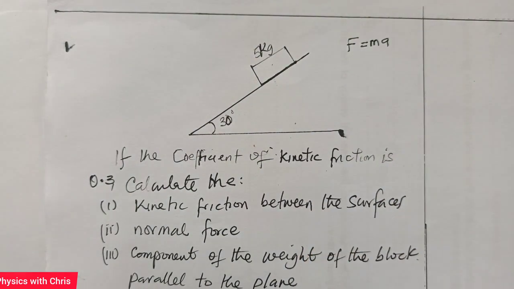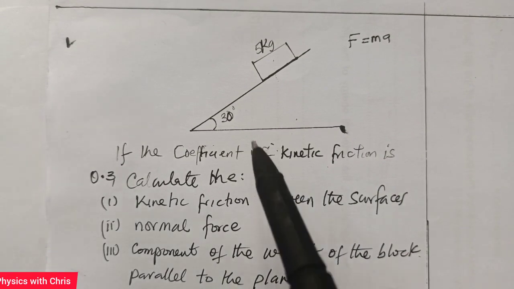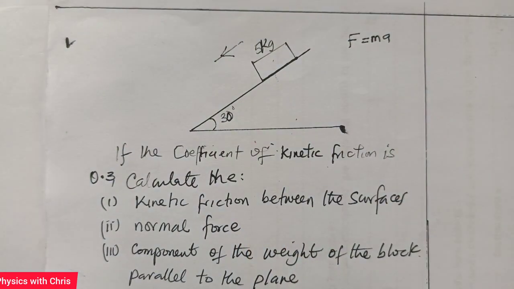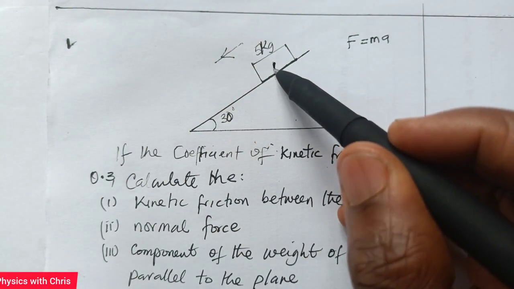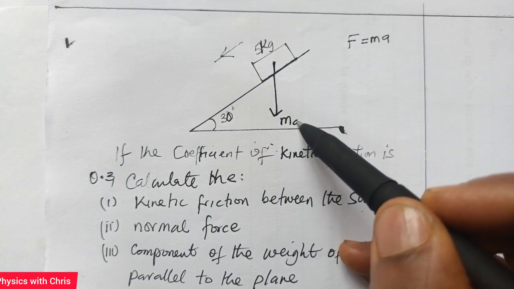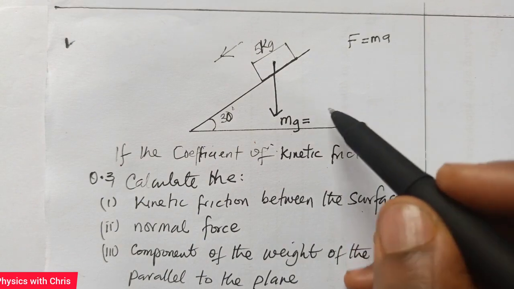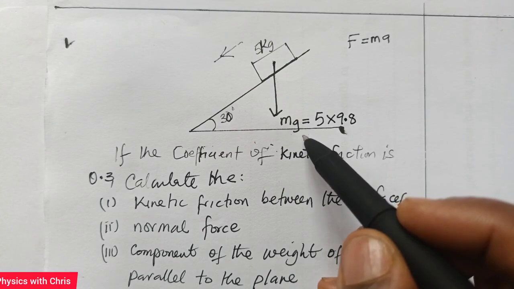The statement says, if the coefficient of kinetic friction is 0.3. Now, this is a case where this body slides down in this direction along this inclined plane. So before I start solving, I want to quickly draw the free body diagram of this object. Of course, you know the weight of the body will act vertically downwards, and is given by the product of mass and acceleration due to gravity. The mass of the body is 5 kg, so I multiply that by 9.8. That's the value of g.